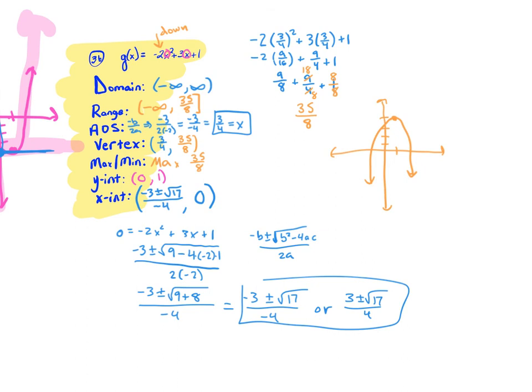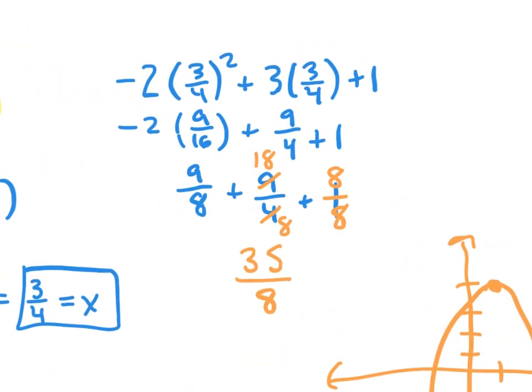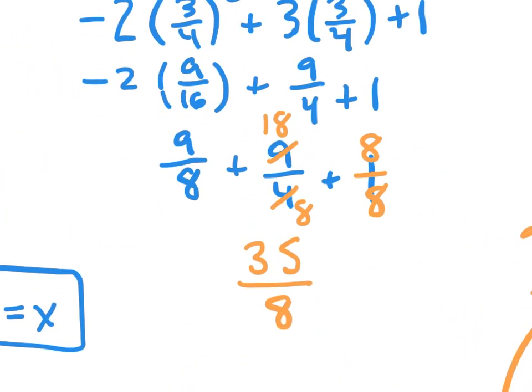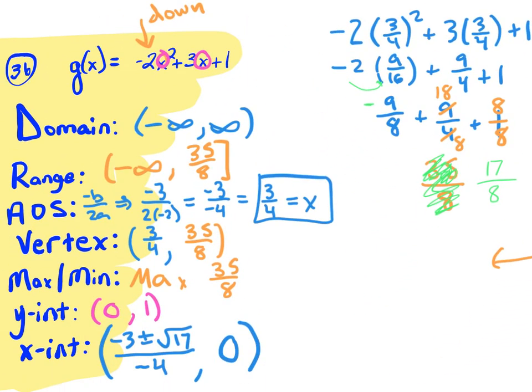All right, so I made a silly mistake when adding here. Multiplying this times negative 2 gives us a negative 9 over 8. So then when we combine these together, this is 17 over 8. So that changes our answer for the vertex. This is 17 over 8. The max should be 17 over 8. And the range should be up to 17 over 8.